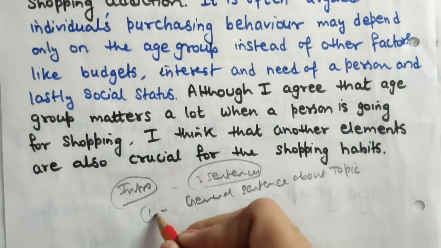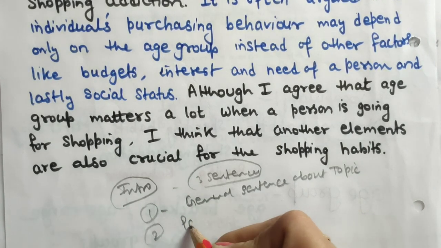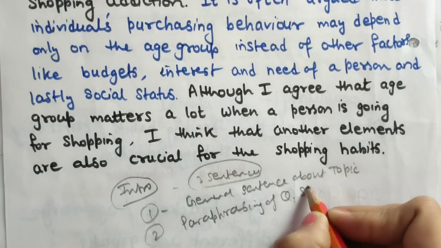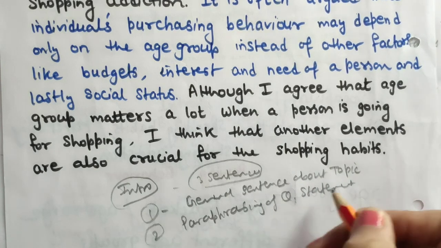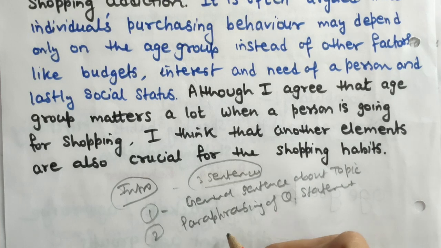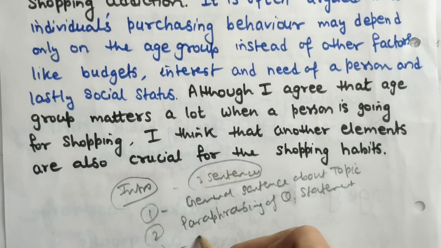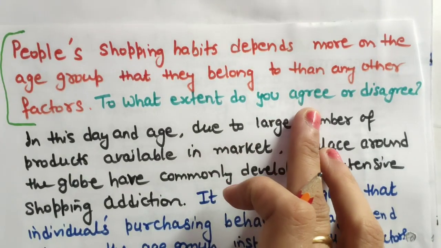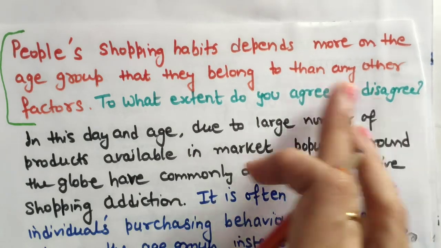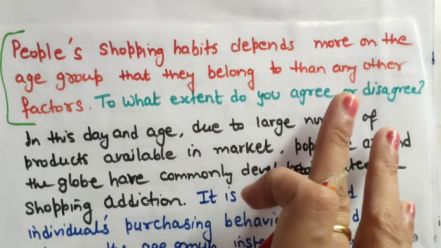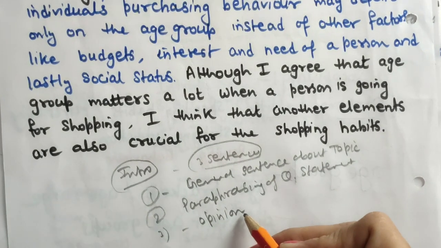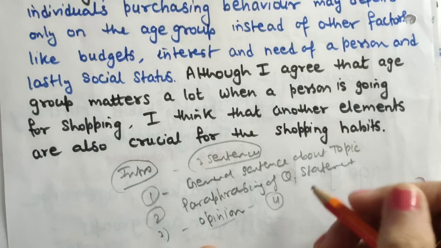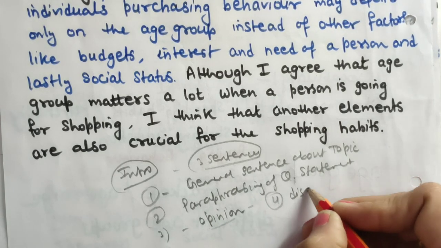Okay, that is number 1, and second is paraphrasing of the question statement. Please do the paraphrasing: you can change the words. Third, you have to announce your opinion. What do you say about this, whether you agree, because the examiner has asked whether you agree or disagree, to what extent. You have to inform him in advance. I mean to say in the introduction, it is important. And then this is optional, the fourth sentence: what you are going to discuss in the upcoming paragraphs.